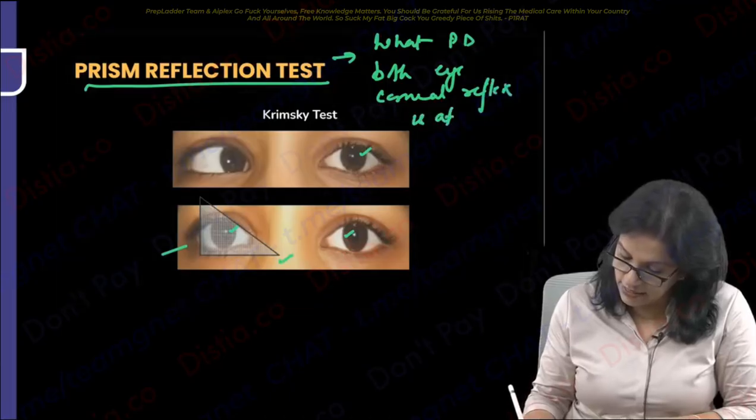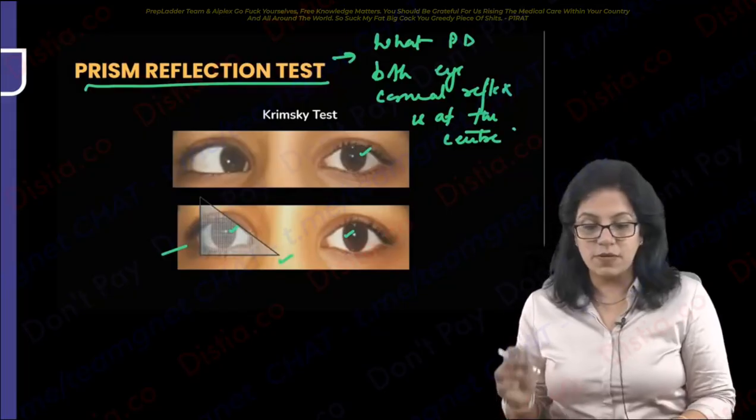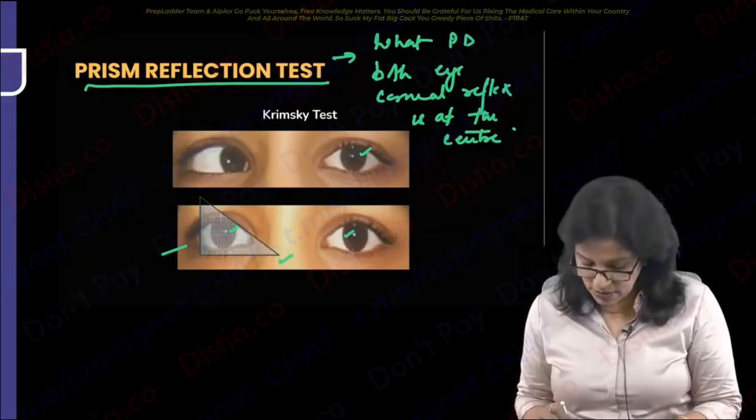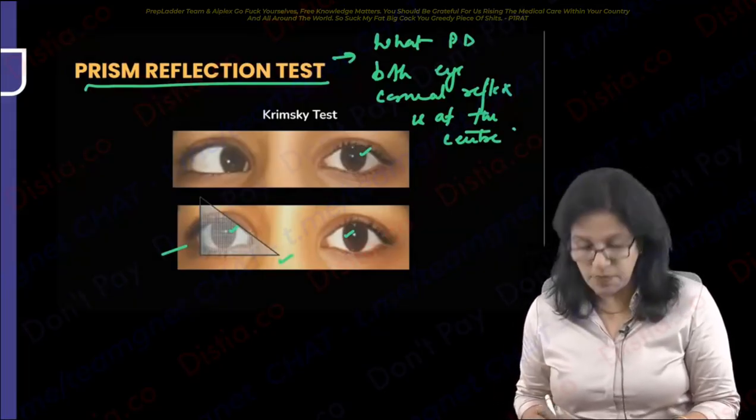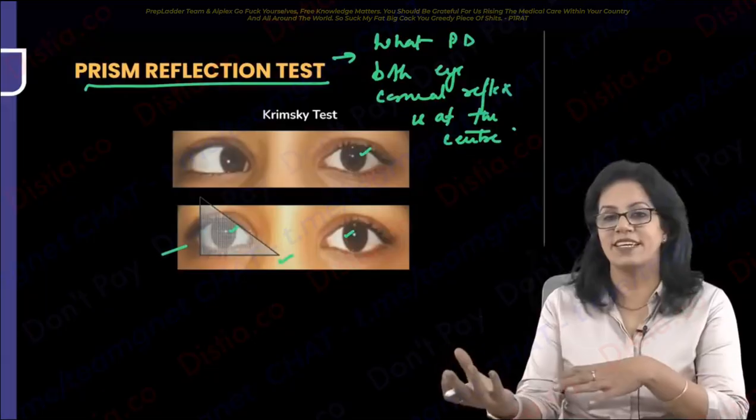Is at the center. Okay, so this is your prism reflection. And you know what Krimsky's test is? Actually, this is not exact. Krimsky means when the same thing, you can put this prism on the normal eye, in front of the normal eye, and also check. It is okay.